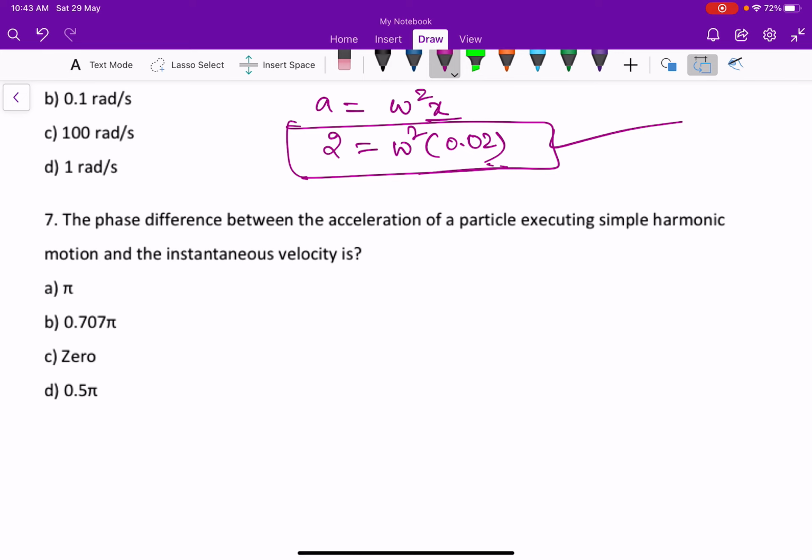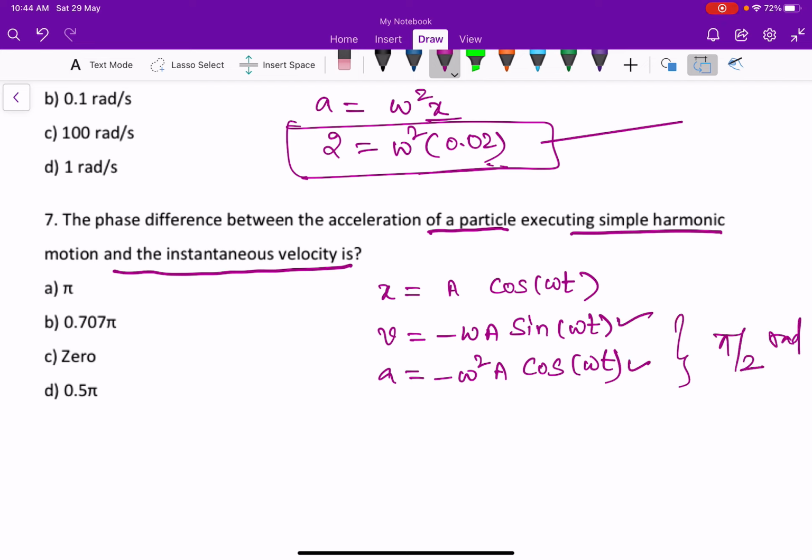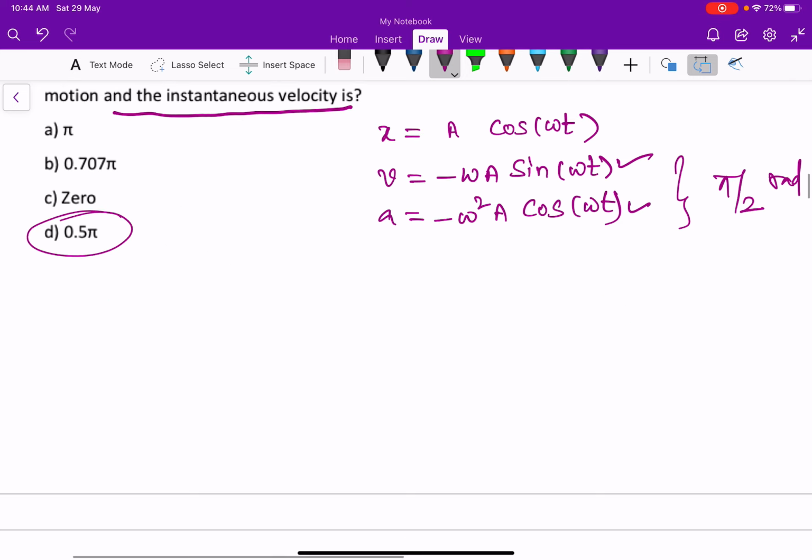The phase difference between the acceleration of a particle executing simple harmonic motion and the instantaneous velocity is? The expression for position is x equal to a cos omega t, velocity equals minus omega a sin omega t, and acceleration a equals minus omega square a cos omega t. So the phase difference between the sine function and the cos function is how much? Pi by 2 radians. Direct question. So pi by 2 is nothing but 0.5 pi.